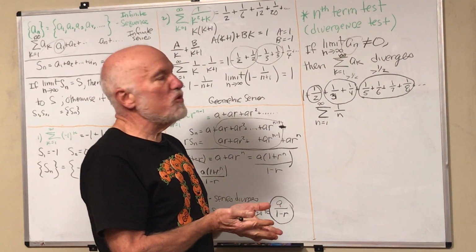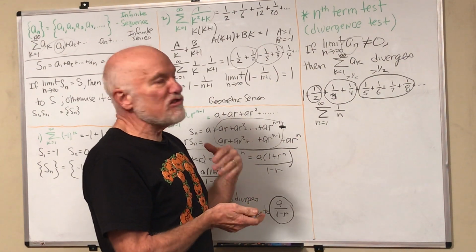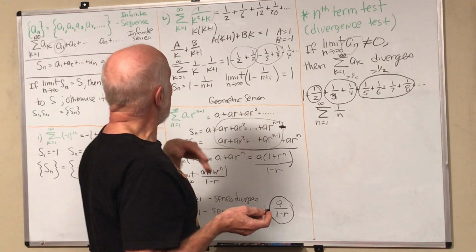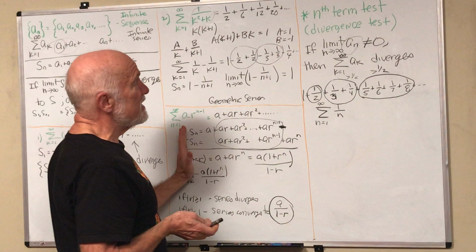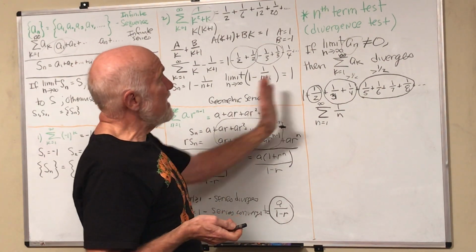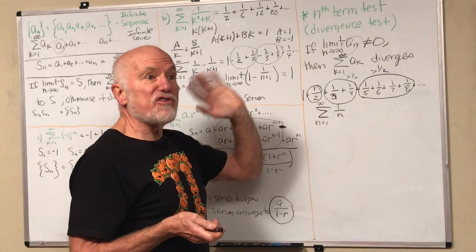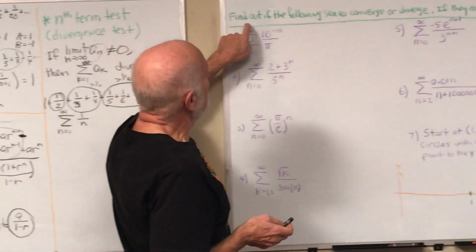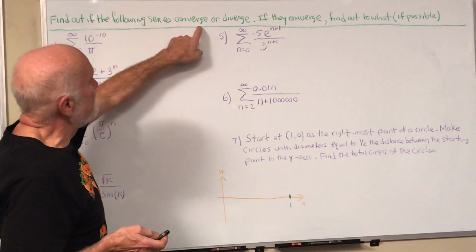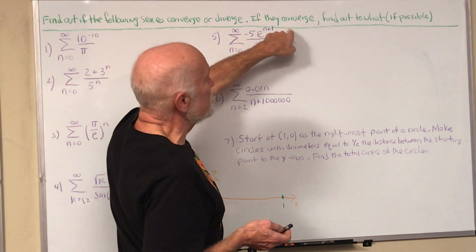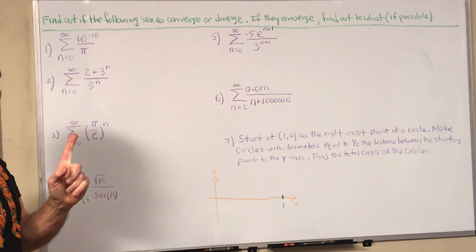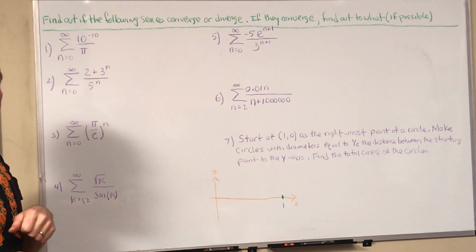Okay, so now I'm going to go to the other board and we're going to just look at a few examples from what we've done so far. We basically have 2 things. We have the geometric series and we have a test now for all series, but we only have 1 test. So, find out if the following series converge or diverge. And if they do converge, find out what they converge to if possible. This is going to be a little bit easier than it is going to be a few days down the road when we have more tests to look at.